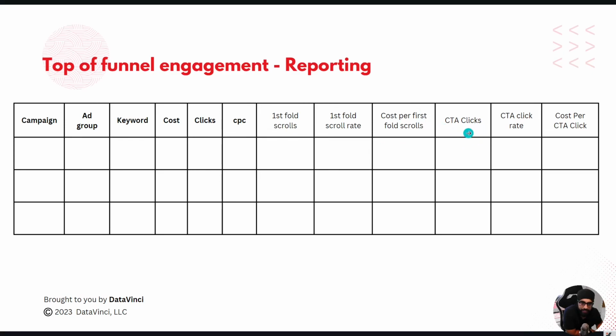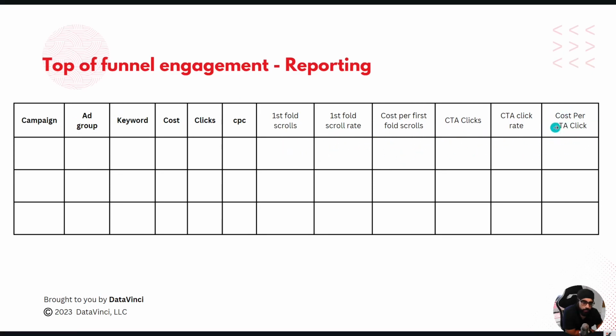Then you can look at the CTA clicks in the first fold. What is the CTA click rate and what is the cost per CTA click? How much do you need to pay in general to get someone to click on a CTA? You can also take this as a generic CTA rate because you just want to see the engagement, right? So this is how you can quantify the top of the funnel engagement.